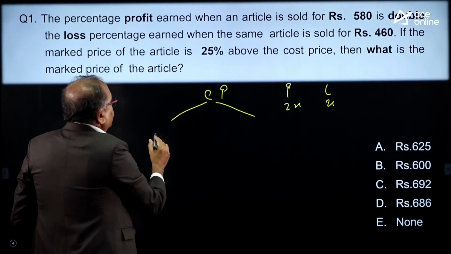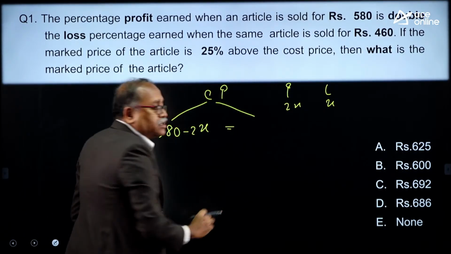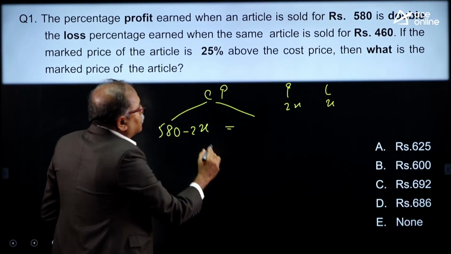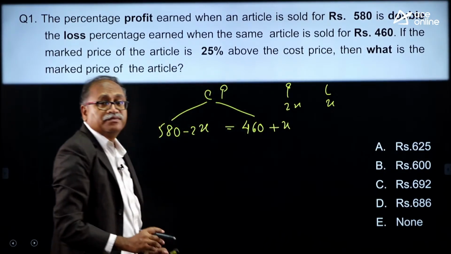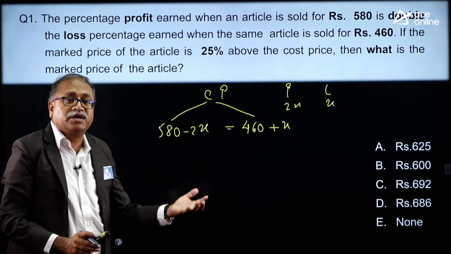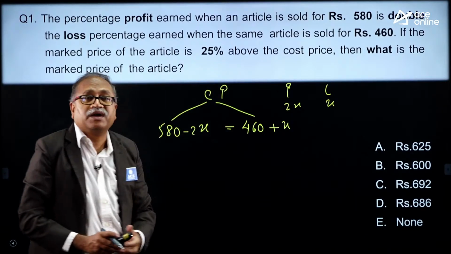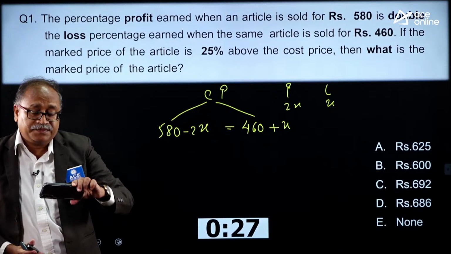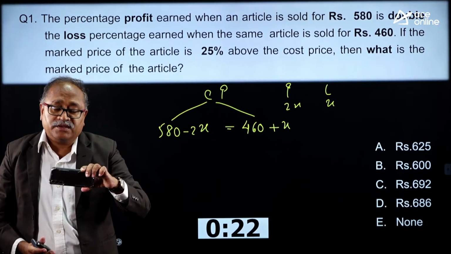So, here 580 minus 2x, the cost price minus profit in this case, is equal to the other one, 460 plus x, where it is a loss. Therefore, the selling price plus loss. From here you get the cost price, and once you get the cost price, you can find out the mark price of the article. Take your 30 seconds, my dear friends, and try to answer the question. The exams are coming closer. Let us enjoy the classes here.